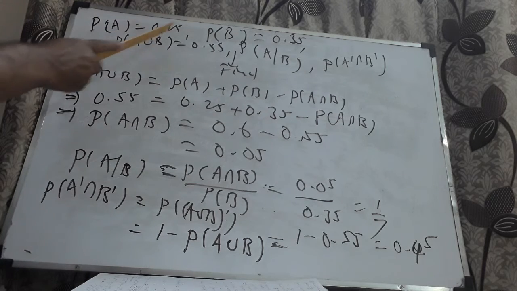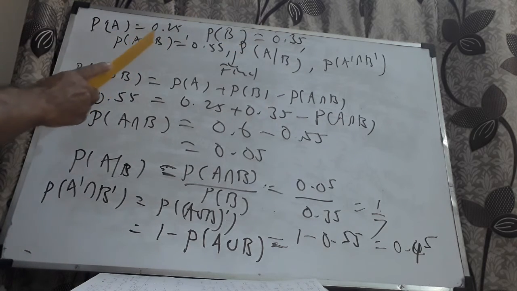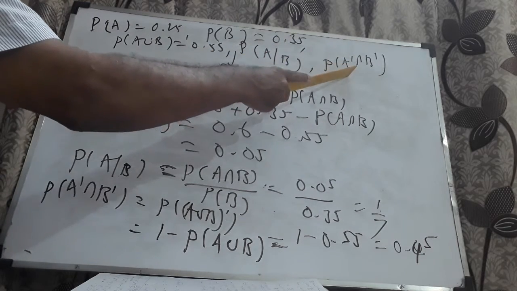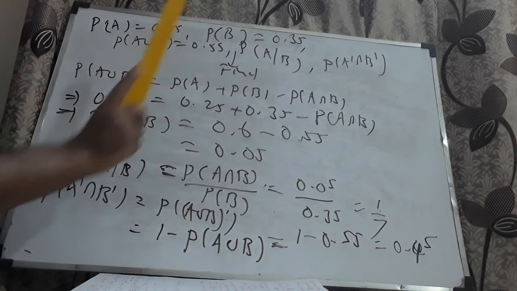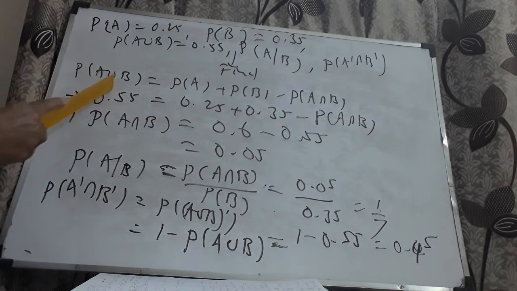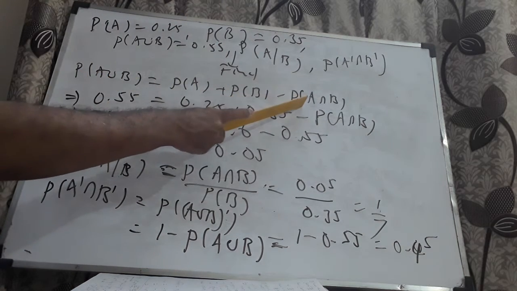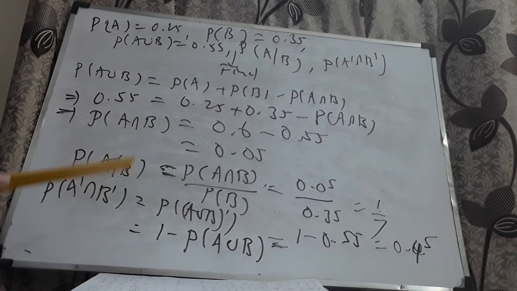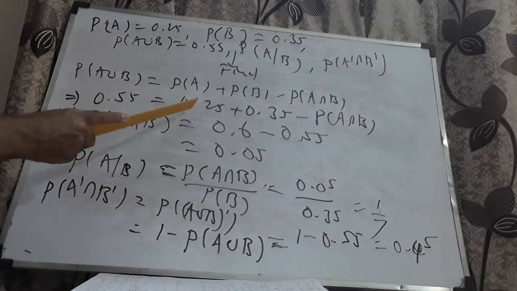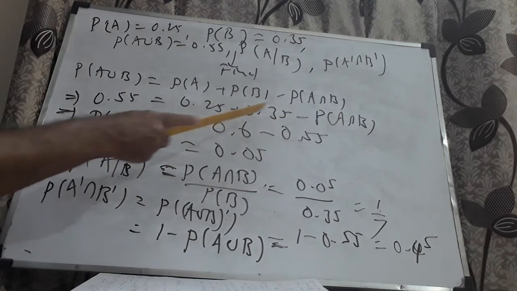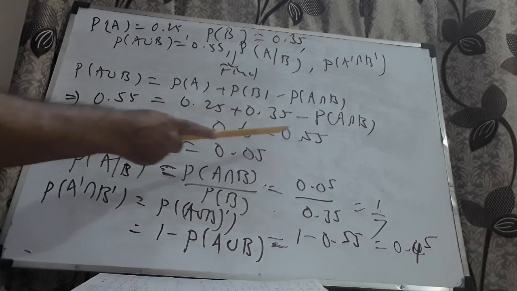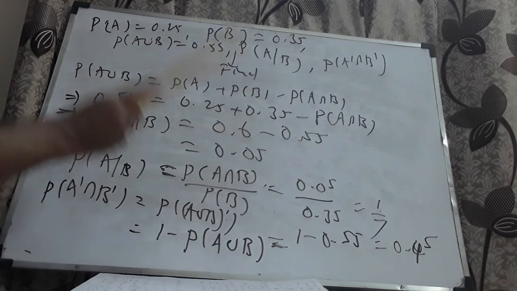P of A is 0.25, P of B is 0.35, P of A union B is 0.55. Find P of A by B and P of A dash intersection B dash. I forgot to write find here, therefore I am writing it here. Now P of A union B is P of A plus P of B minus P of A intersection B. It's the addition theorem on any two events in probability. 0.55 is 0.25 plus 0.35, minus P of A intersection B, which is taken to the other side. Now 0.6 minus 0.55 gets reduced to 0.05.